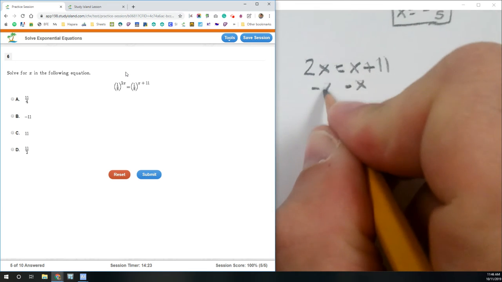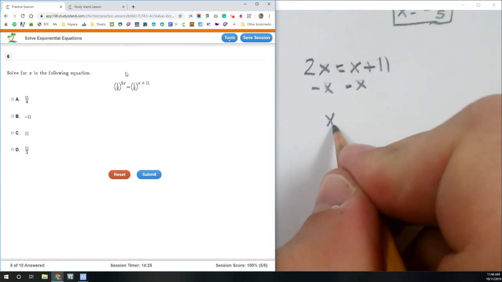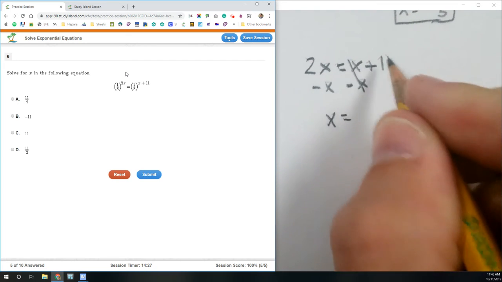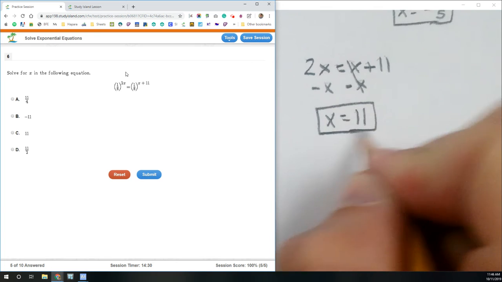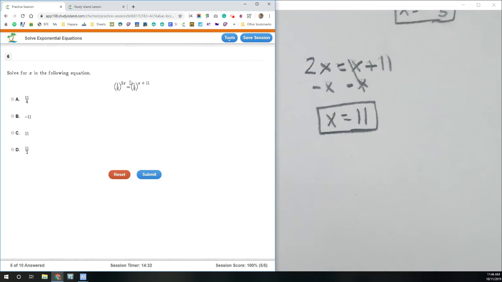Subtract x from both sides. 2x minus 1x is 1x. And those x's are gone. And I just have 11, and that's the answer. That's the easiest problem we've done so far. But some kids get scared because they don't like working with fractions. One, you shouldn't be scared of working with fractions in the first place. And two, in these problems, it doesn't even matter what they are.